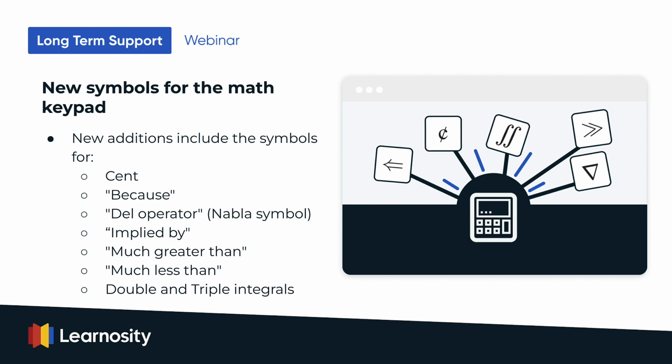Okay, moving on to math. We've added a variety of new symbols to the math keypad or the math palette to broaden the range of topics available for authors and learners. New additions include symbols for cent, because, the del operator or the nabla symbol, which is used in vector calculus. It's worth noting that you can of course customize the keypads both for authors or for learners to present any subset or any different groupings that you might want out of everything available for all of our symbols. Let's take a quick look.